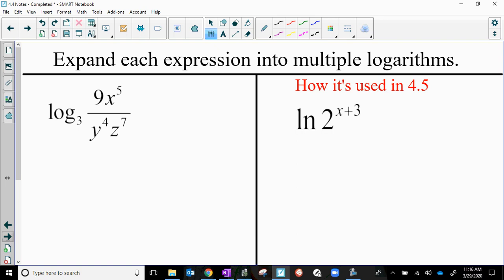So let's expand each expression into multiple logarithms. The one on the left is what you would see on a quiz and test. The one on the right is what you're going to be forced to do to solve some problems in the next assignment. So right here, I'm trying to first figure out how many logarithms I can break this into. I can only break it into different logarithms using multiplication or division. So I have 4 things that are being multiplied or divided.